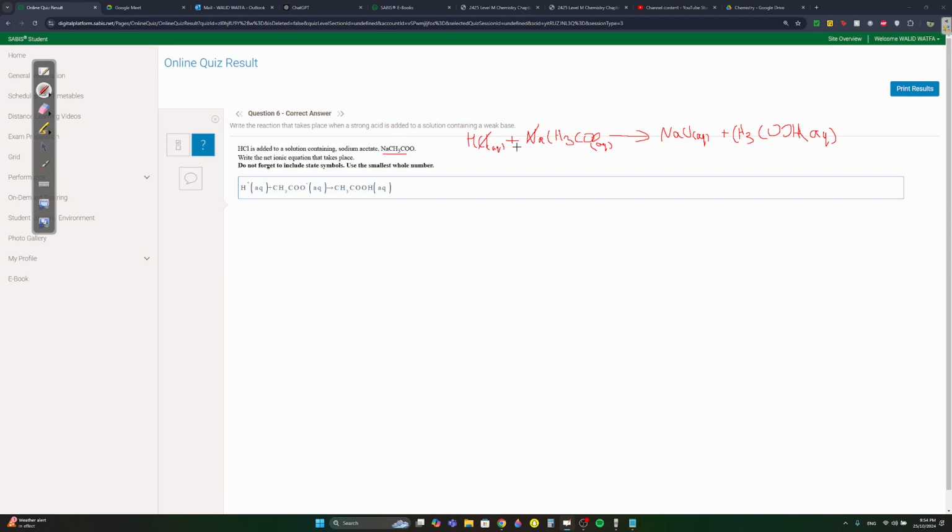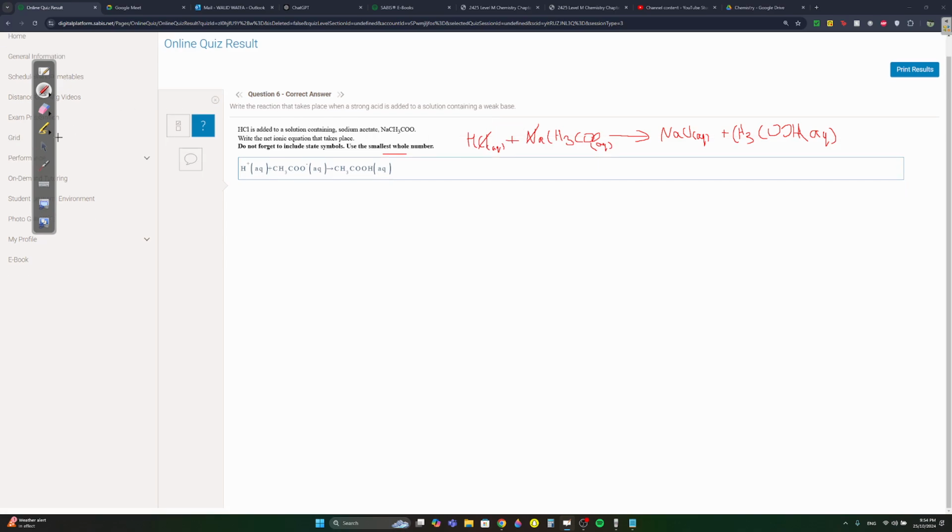Let's see. What changes state? H, aqueous, aqueous. Well, I honestly don't get this. They're still all aqueous. I don't know.